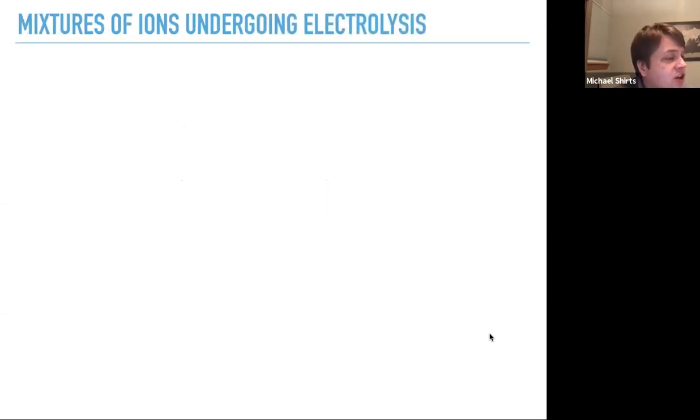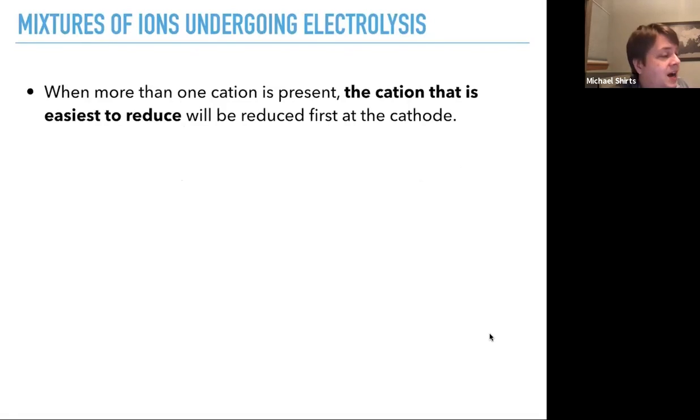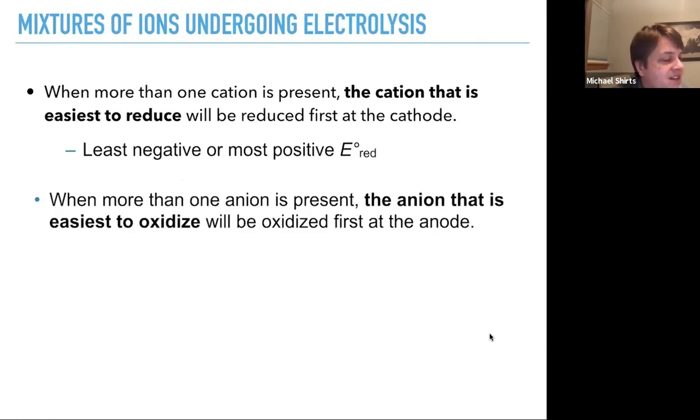So, mixtures of ions undergoing electrolysis. When more than one cation is present, the cation that is easiest to reduce will be reduced first, the least negative or the most positive reduction potential. And when more than one anion is present, the anion that is easiest to oxidize will be oxidized first at the anode. So if you have a mixture of things, you have to look and see what is the reaction that is the least non-spontaneous. That's the reaction that's going to occur preferentially.